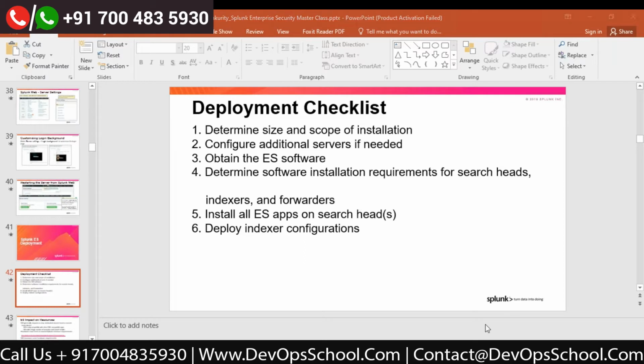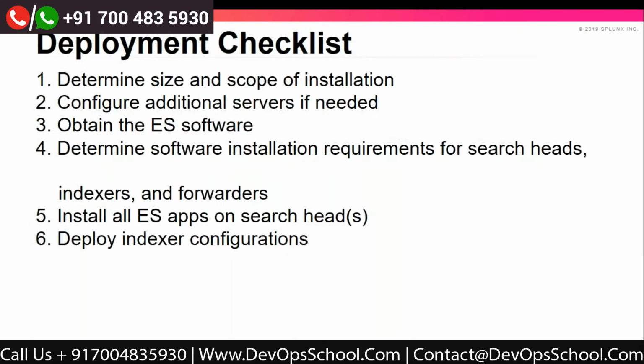Then you have to get the ES software from Splunk. You have to pay for it for 500 GB per day. You have to get it and install it on the separate search head that we had. And then you have to install all the ES apps on the search head. The ES app will come with lots of add-ons, like add-ons for firewalls, IPS, IDS, antiviruses. But all of them will be disabled by default. So you have to enable them.